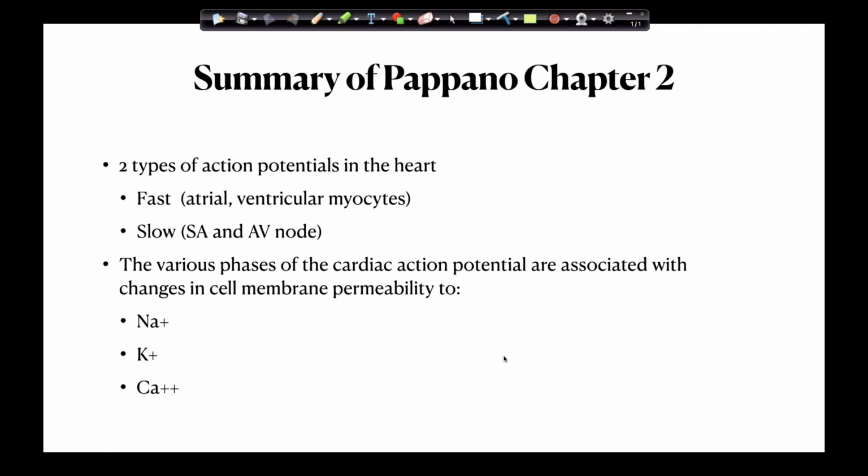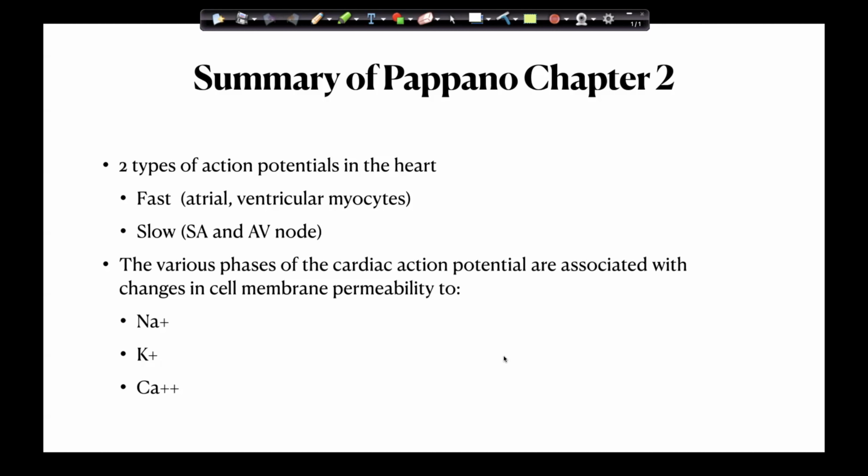So this is as much as I think Pappano is good for, because it's so complex. There are two types of action potentials in the heart: fast and slow. The fast action potentials happen in the atrial and ventricular myocytes, and the slow ones happen in the sino-atrial and atrioventricular nodes.